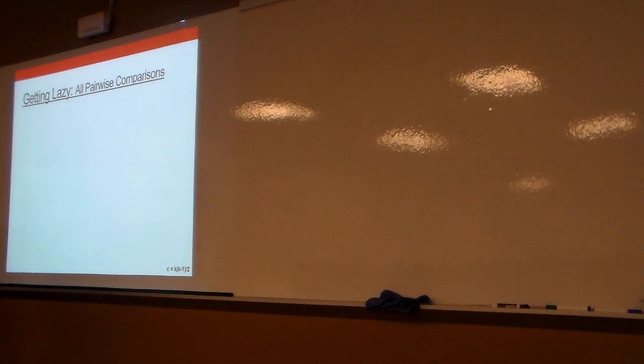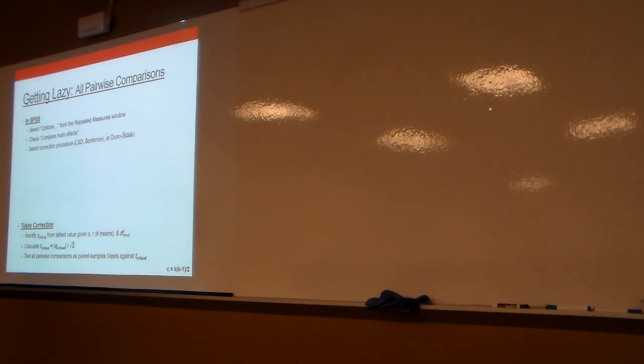All right, so those are our planned contrasts. We also can look at all possible pairwise comparisons in our one-way repeated measures ANOVA designs, and you can actually do this pretty easily. In the options window in your repeated measures, you'll see a box you can check, compare main effects, and then you can select the correction procedure: LSD, Fisher's least significant difference, Bonferroni or Dunn-Sidak. What this is going to do is go through and test all possible within-subjects comparisons on your repeated measure, right?